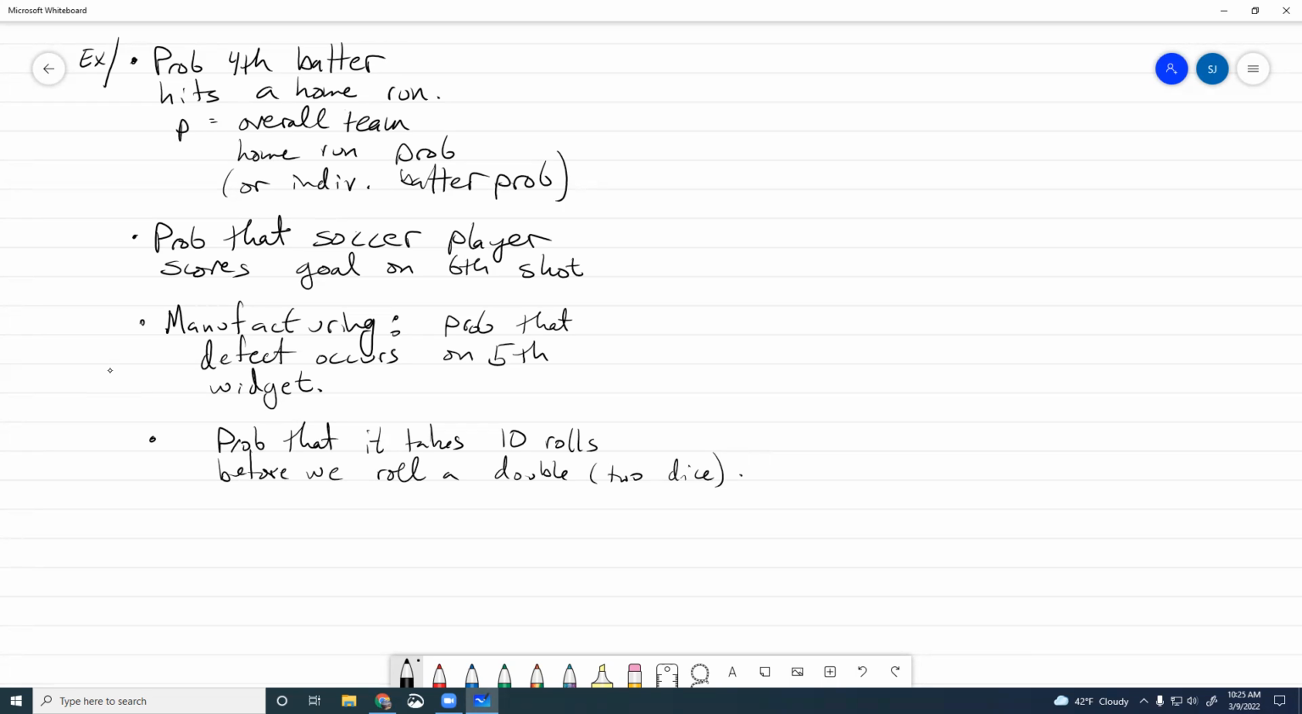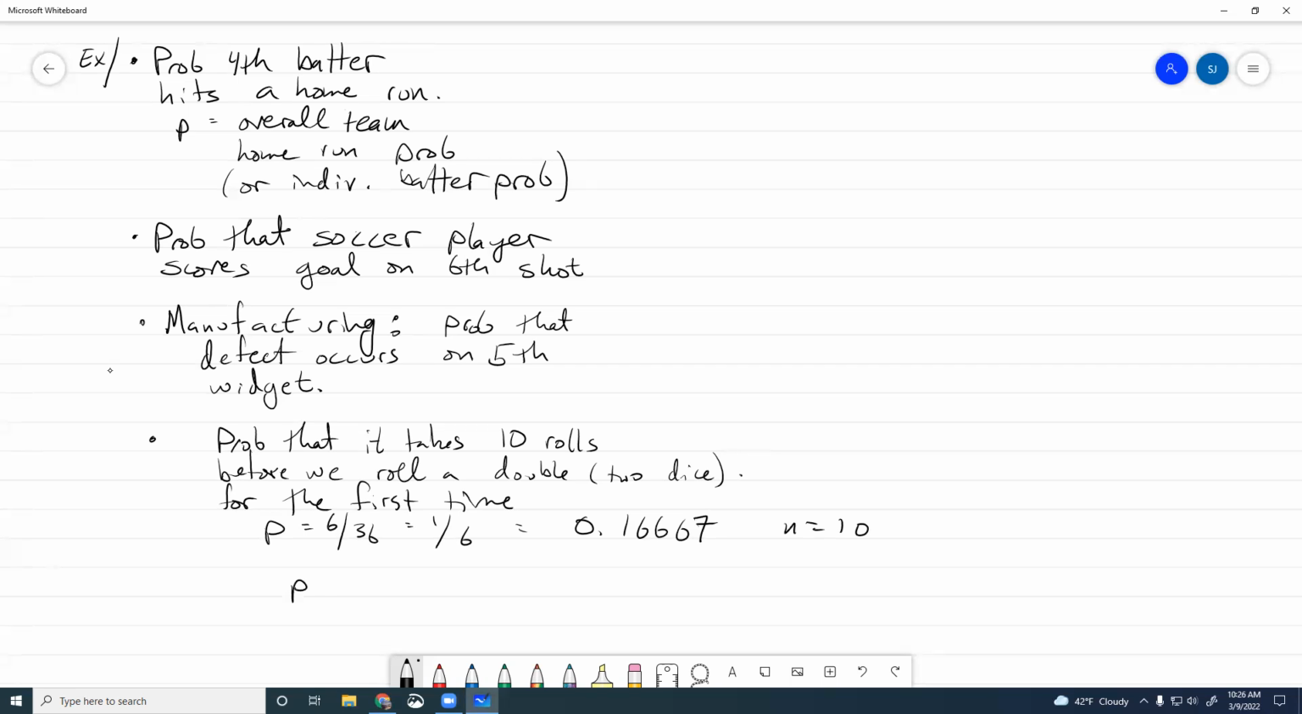Okay, so the probability that it takes 10 rolls before we roll a double. Do you know what the probability of rolling a double is? Yeah. So this would be a double for the first time, we'll say. So the probability is 6 out of 36, which ends up being 1/6, which is 0.16667. That's our P, and then we said N is equal to 10 rolls.